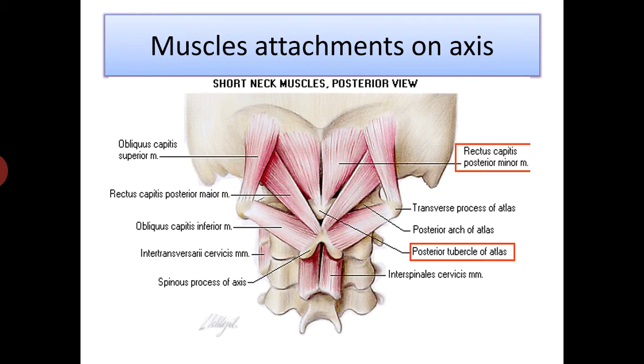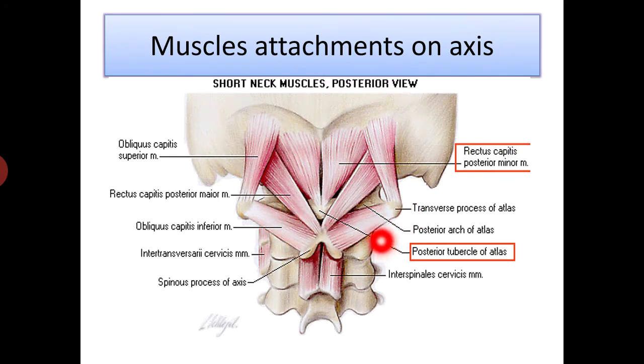Now, muscles attached on the axis. So the axis has so many muscle attachments. Mostly the deep muscles of the neck will be attached to the axis, but the most prominent, the spinous process of the axis, will give attachment to the muscle called obliquus capitis inferior. Okay, and the transverse process of the axis vertebra will give origin to the rectus capitis posterior major. Okay, sorry, the spinous process will give two origins. One is the rectus capitis posterior and one is the obliquus capitis inferior.